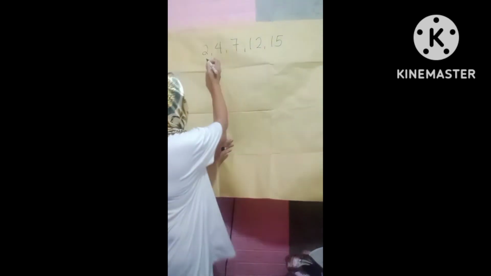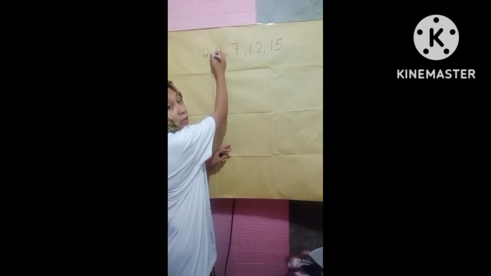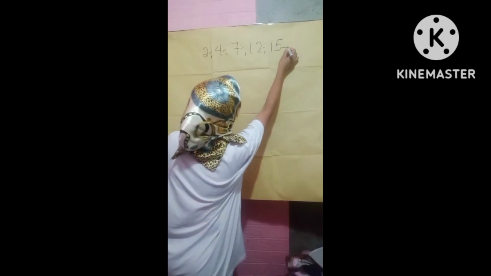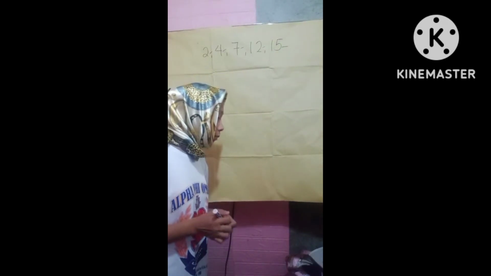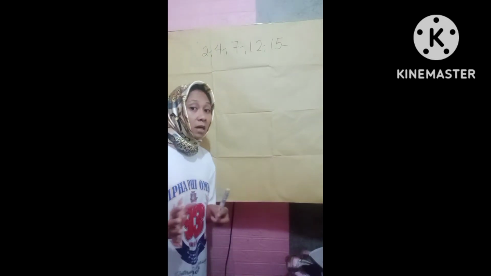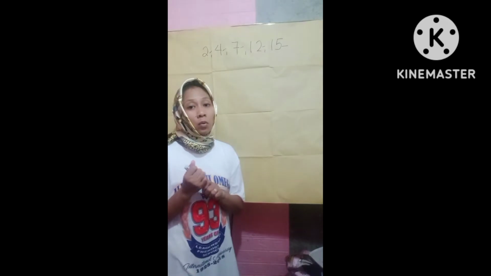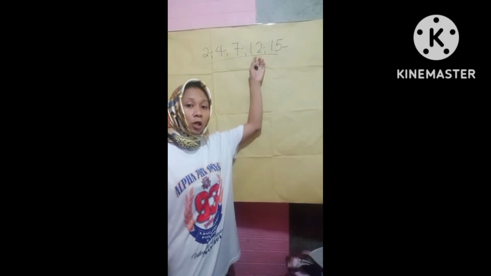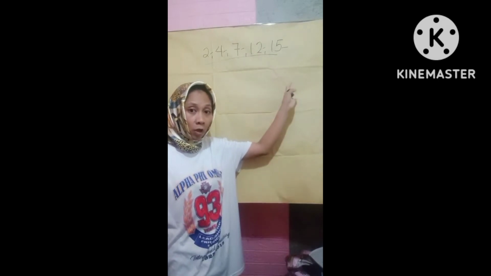Okay. Meron ako ditong nilagay na 2, 4, 7, 12, and 15. So, this will be standard deviation for a sample. Kasi wala namang sinabing population, parang tao yun, di ba? So, ito, number lang naman siya. So, mahuhulog siya sa sample standard deviation.